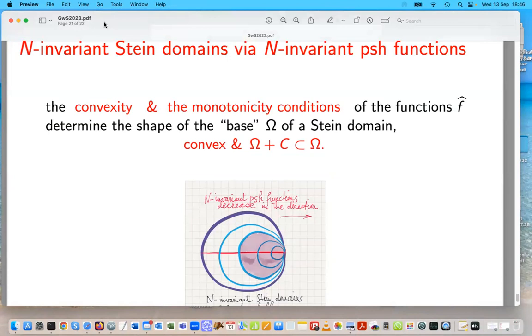So what I wanted to say is that one can also obtain the characterization of N-invariant Stein domains by using the invariant plurisubharmonic functions. What is actually curious is that also by this method you get the same shape of the base of the associated tube, which has to be convex, and it needs to have this property that x + omega plus the cone has to be contained in omega.